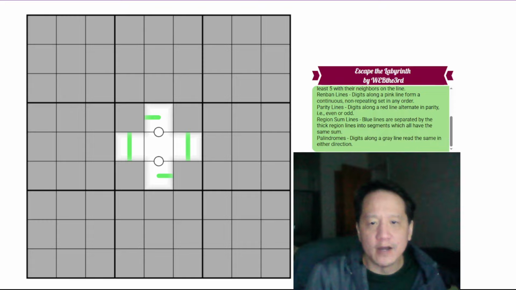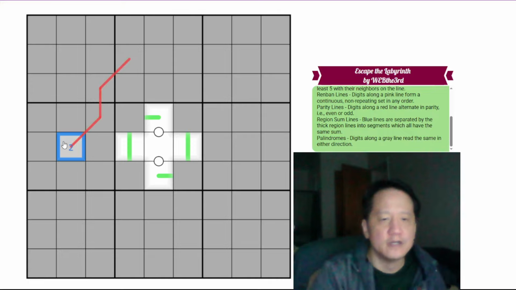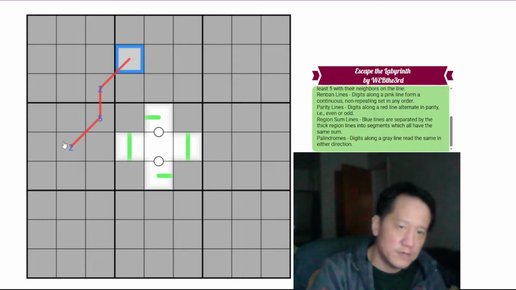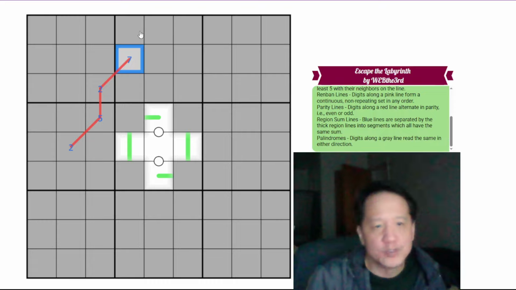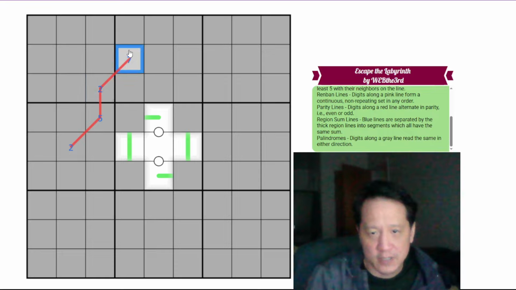We also have parity lines, where digits along a red line alternate in parity, that is even or odd. So you could have something like, say, 2, 5, 2, 7. And this would be a valid parity line because it alternates between even and odd digits on the line, right? 2 is even, 5 is odd, 2 is even, 7 is odd. So that's an example of how parity lines work.